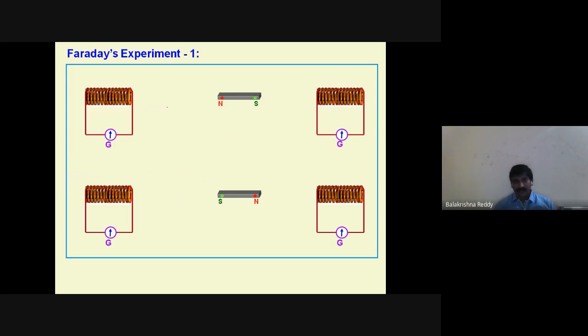If it is moving near, the rate of change of magnetic flux increases. If it is moving away, the rate of change of magnetic flux decreases. But there is a change. What change? The flux linked with the coil has changed. Okay, that you can see here.